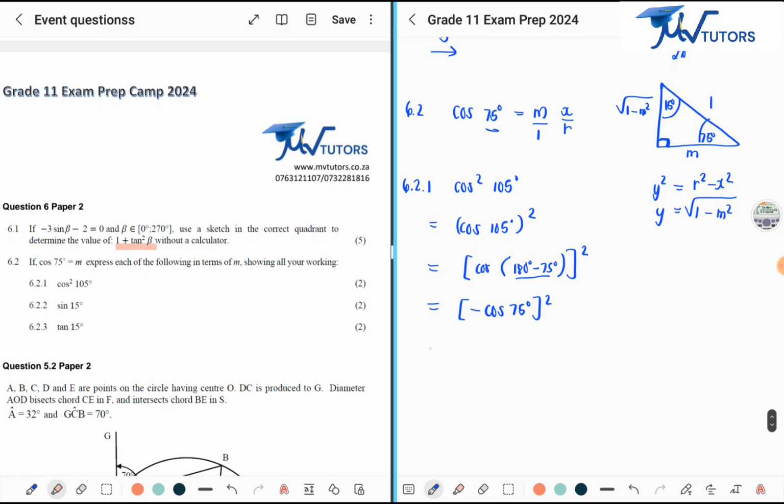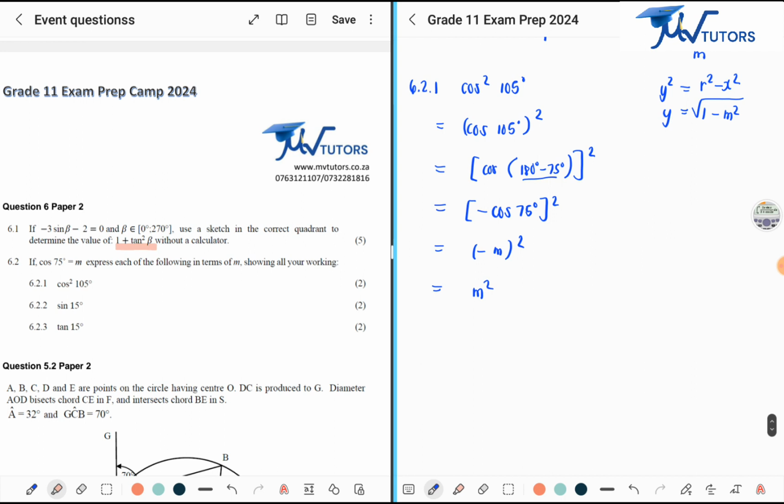And what is cos 75? It's basically m. So I have negative m squared. And then my answer simply becomes m squared. All right. I'm surprised they gave 2 marks for it. I would have thought they would give more.